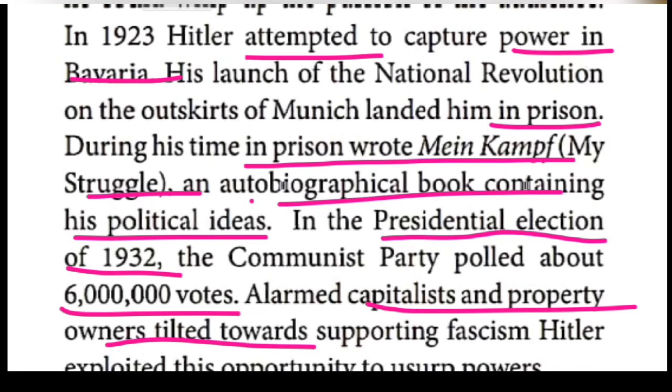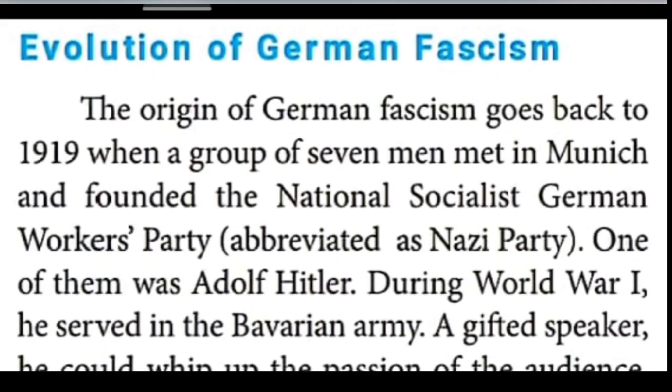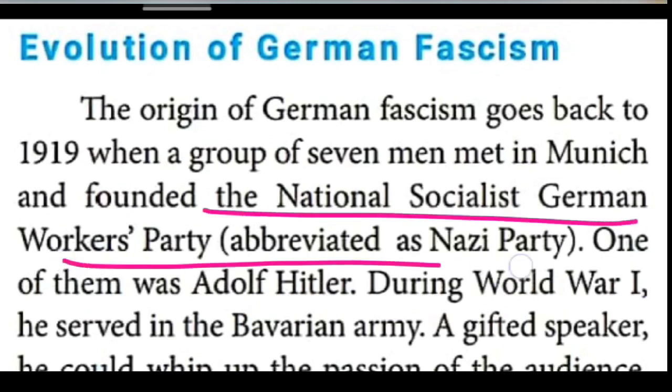So Hitler exploited this, utilized this opportunity to usurp, in the sense, to capture the powers. Once again I am telling children, this para is about the evolution of German fascism. The origin of German fascism was in the year 1919. A group of 7 men met in Munich and founded the National Socialist German Workers' Party, abbreviated as Nazi Party. One of them was Adolf Hitler.